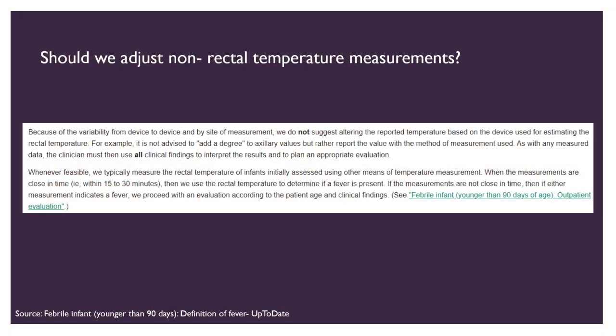So the question arises now, should we adjust a non-rectal temperature? Because we said that rectal temperature measurement is the gold standard. Does that mean that we need to correct all the other temperatures? For example, if we have measured an oral temperature, should we add 0.6 degrees to write it as what we suspect the core temperature will be? The answer, as per UpToDate, is no. You just have to write down the temperature you measured and the modality of checking it. That itself will give a clear idea to whoever is assessing the patient of how you got this temperature.